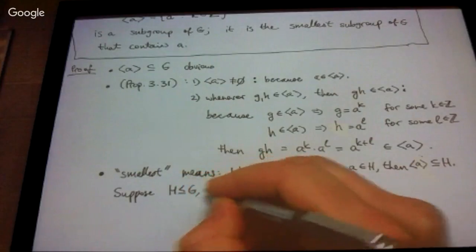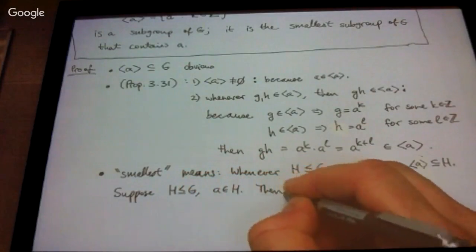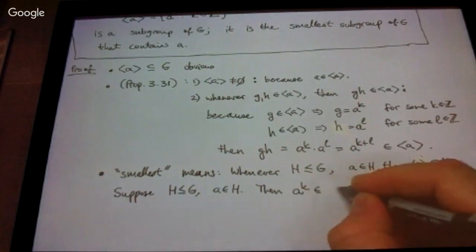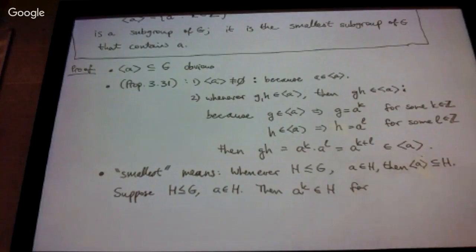So suppose we have such a subgroup, then of course A to the K is also in that subgroup for K bigger than 0, because if A is there, and H must be closed under the operation, then also A times A is there. So A squared is there. And A squared times A is also there, which is A cubed. And A to the 4th is also there because A cubed is there. So this is by induction.